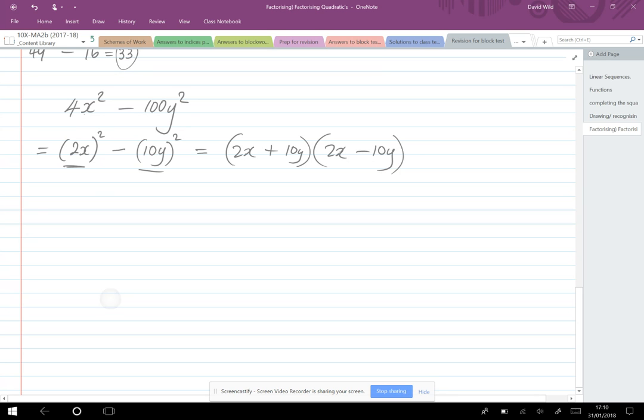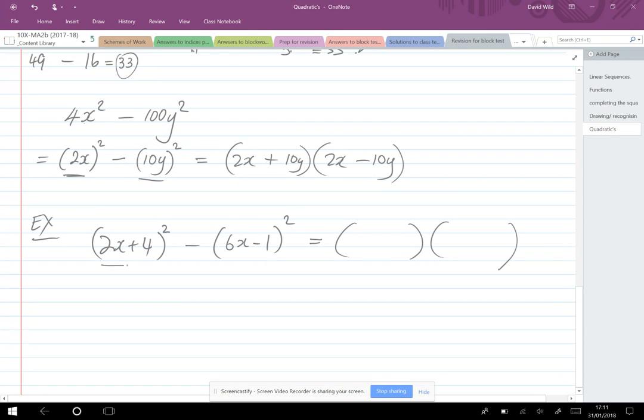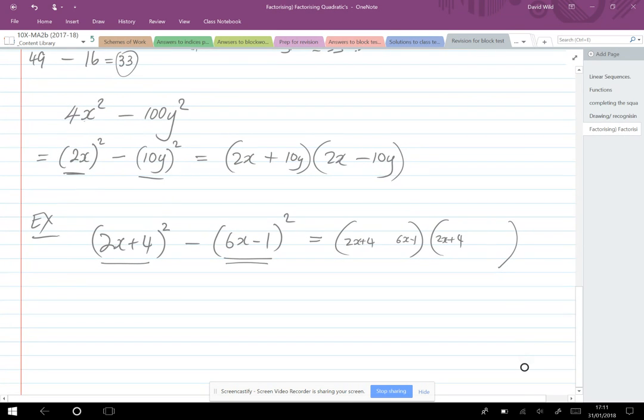All right, let's try something else. Another question. Let's have something like 2x plus 4 squared minus 6x minus 1 squared. A difference of a square and another square. So we know that we can put them in two brackets. We write this there and there. We write this one there and there. And we need a plus there and a minus there, but we've got to be careful.